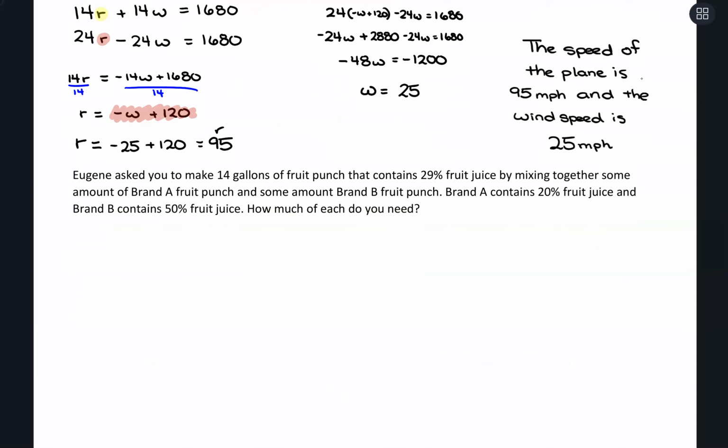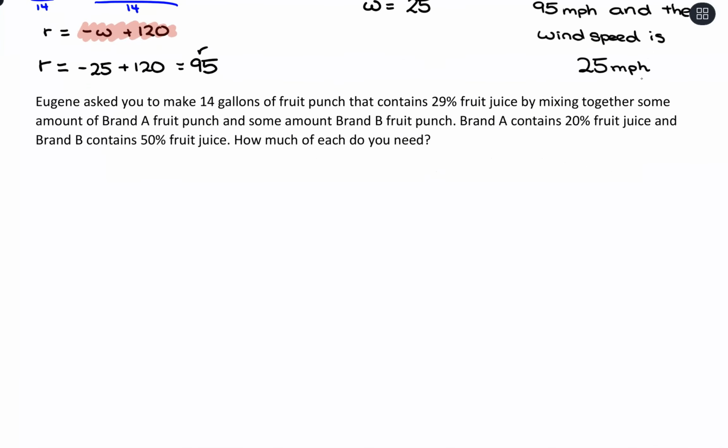Okay, one more example here. I told you this was going to be a big one, but I just want to show you lots of examples to use. So we have Eugene asked you to make 14 gallons of fruit punch that contains 29% fruit juice by mixing together some amount of brand A and some amount of brand B fruit punch. Brand A contains 20% fruit juice, and brand B contains 50% fruit juice. How much of each do you need?